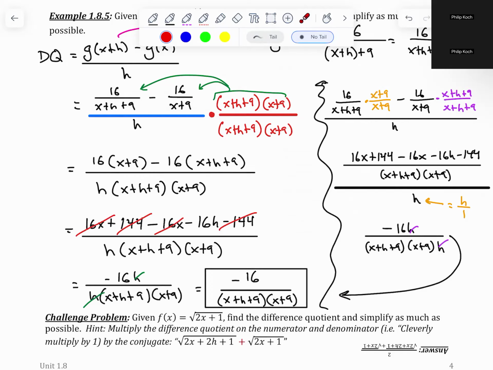Any questions on that? Okie dokie. And of course, if you'd like to take a picture of the alternative method, please do so.